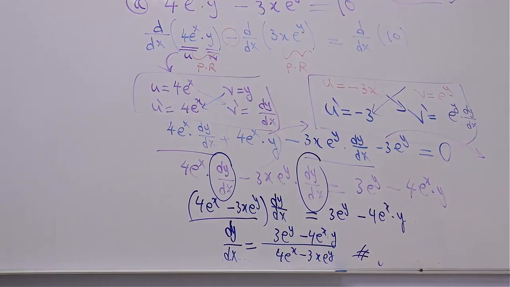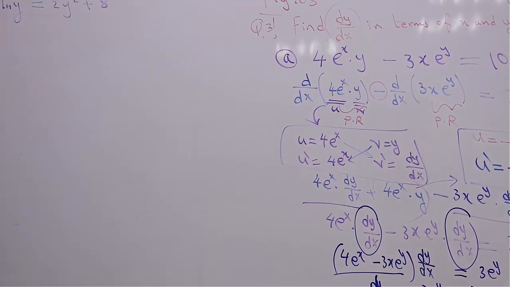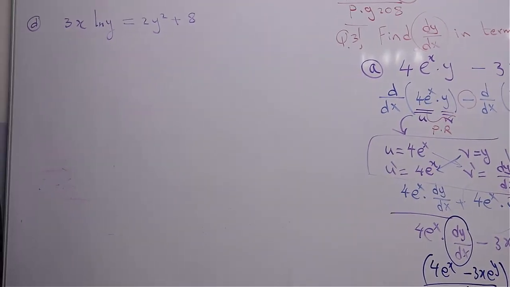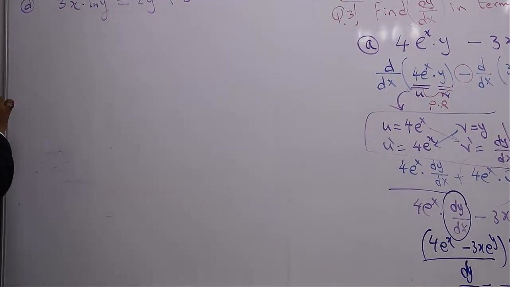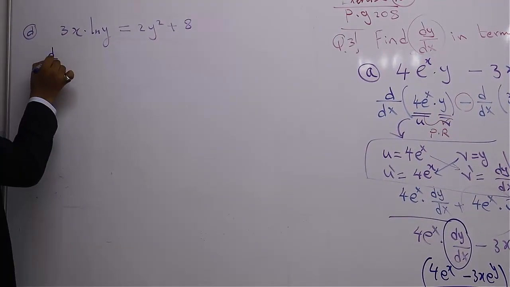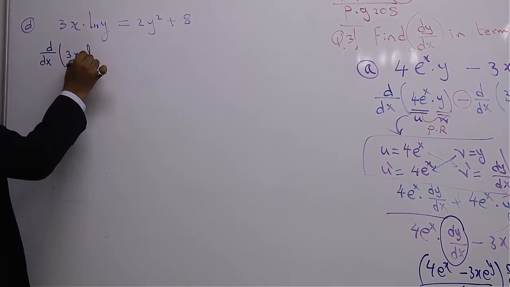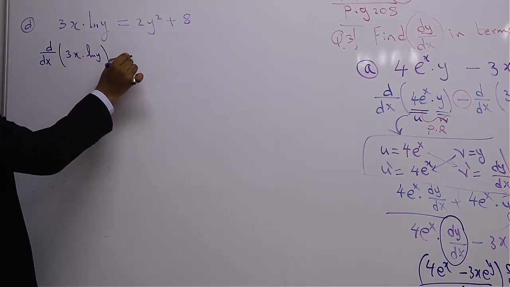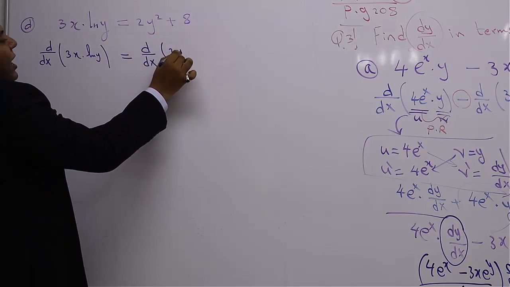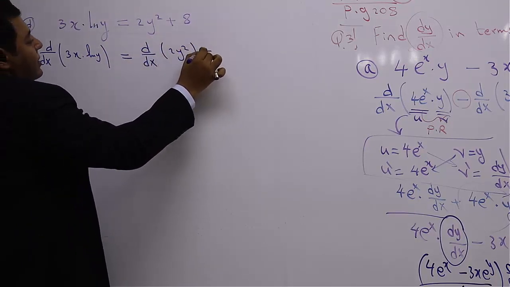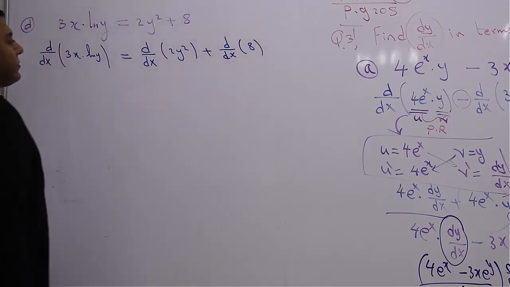We're going now to another example, letter D in question 3. Also we want to find dy over dx. Okay, now we will differentiate both sides with respect to dx. 3x times ln y equals d with respect to dx for 2y squared plus d with respect to dx for 8.